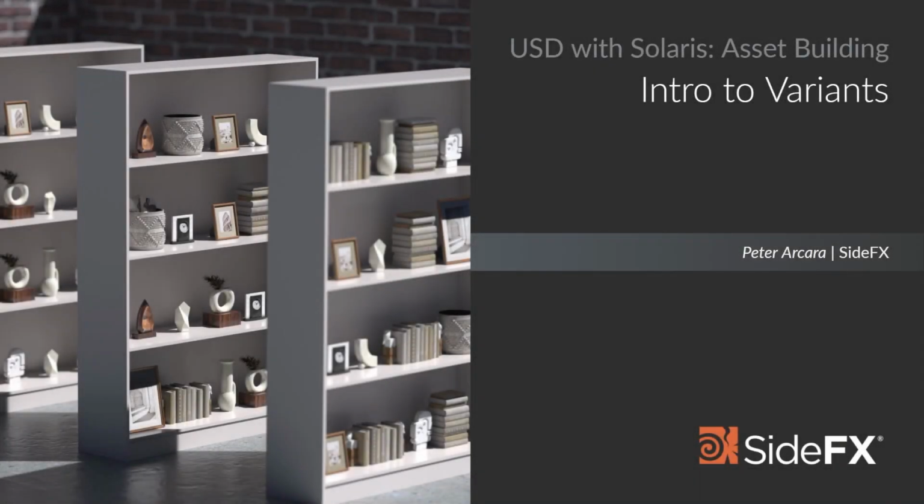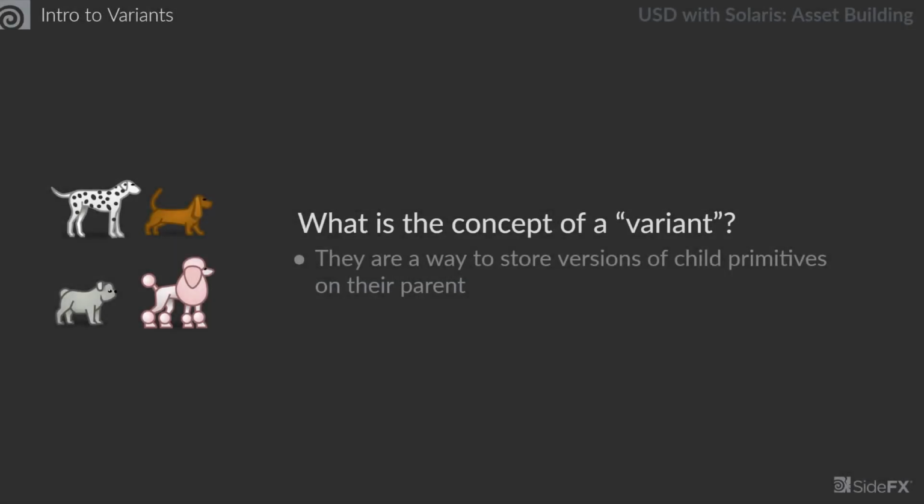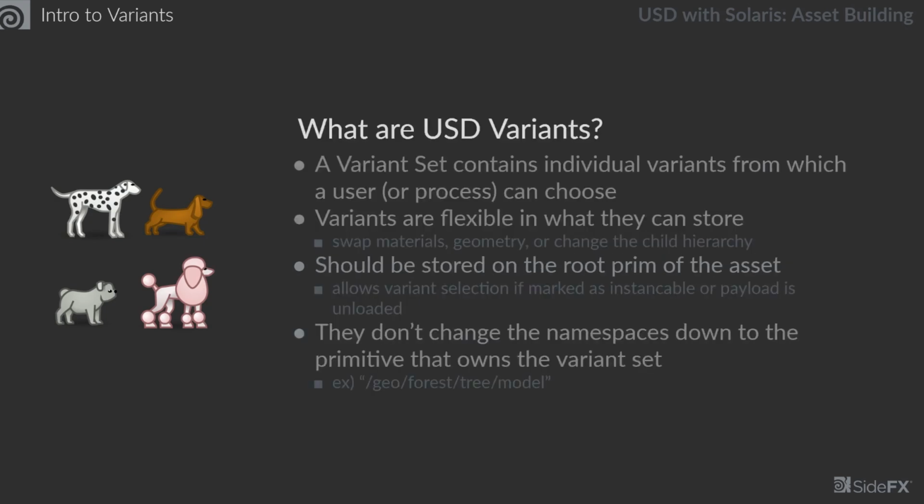Variants are an important concept when talking about USD assets, and we'll begin this course with a high-level conversation about what they are and some of their common uses. So what is the concept of a variant? Speaking from a high-level view, they're a way to store versions of child primitives on their parents, right? We've talked about the concept of a primitive before as being pretty much anything in the USD software. Say we wanted to save some different variations of that on a parent, well, we can actually do that through these variants.